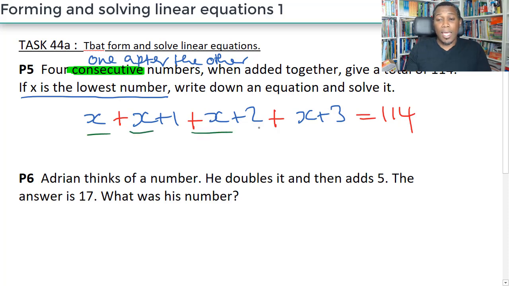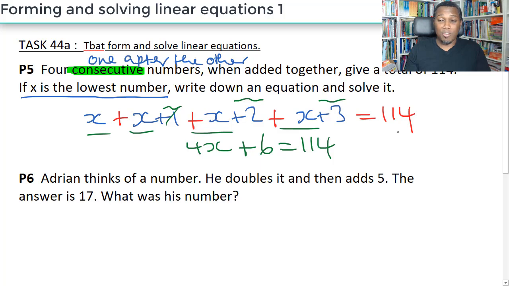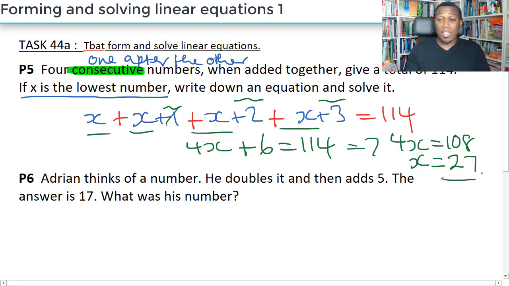x and x and x and x will give me 4x. And then 1 and 2 and 3, that will give me plus 6, giving me 114. 4x plus 6 is 114. Taking away 6, you'll get to 108, which is going to be divisible by 4. So I'm taking away 6 from both sides, or change side, change sign. We have 4x is equal to 108. And when you work that out, whatever method you choose, x is going to be 27. So the answer for number 5 is 27.